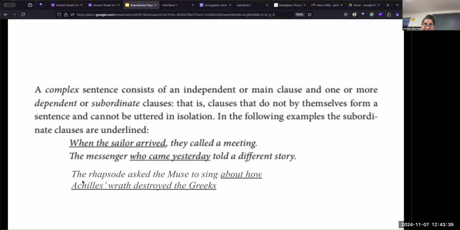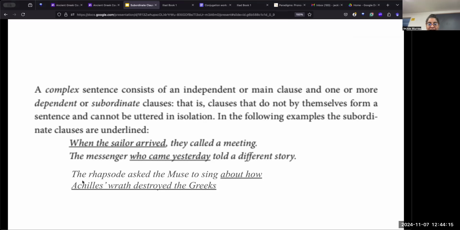Because the sailor arrived, they called a meeting, right? So causal, conditional, while or when, temporal, although the sailor arrived, they still called the meeting, right? So these are conditional or subordinate clauses, and the conjunctions in English tend to tell you how that subordinate clause relates to the main sentence.